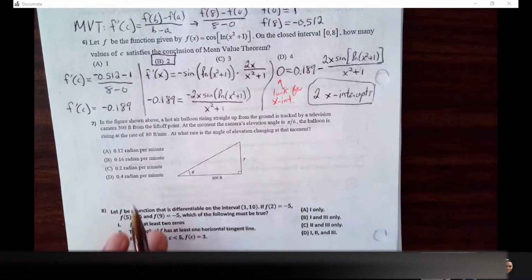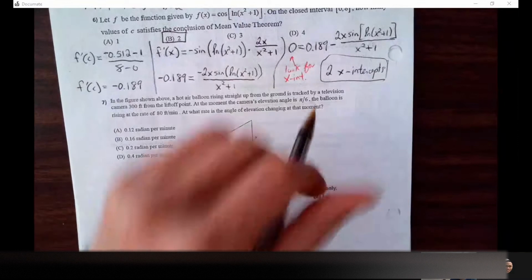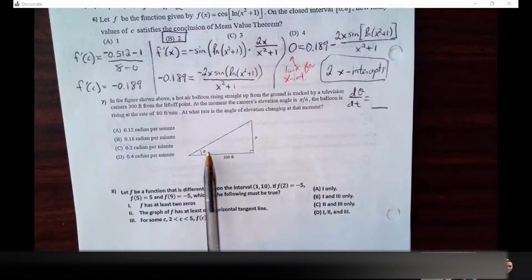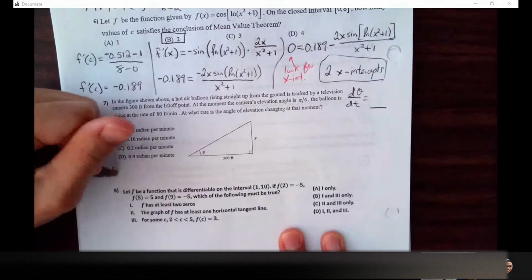So we know that we have to involve some d theta dt. What is the rate of angle of elevation? So that's ultimately our goal. But with trig related rates, we always have to start off with some trig equation, right? So either sine, cosine, or tangent. And based off of what's given to us here, we have theta, we have opposite, we have adjacent. So we're going to use tangent. Tangent is going to be our starting point.